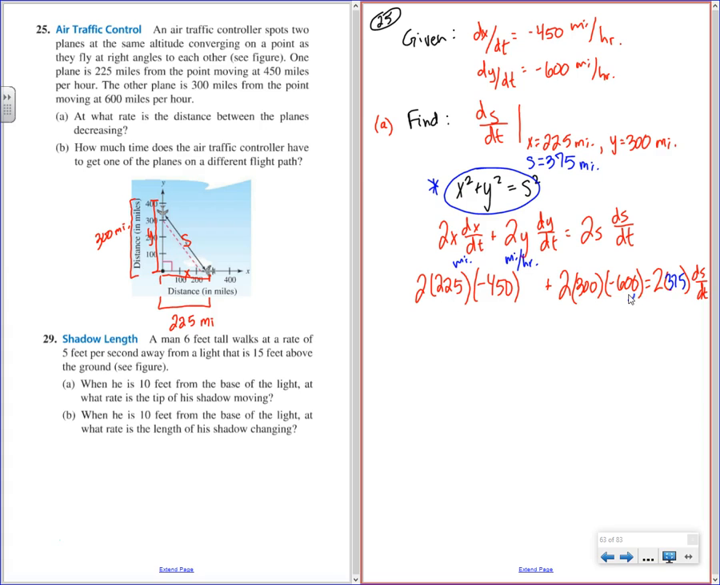Solve, solve, solve. Someone help me. After all this work, what'd you get ds/dt to be? Negative 718. Uh-oh. I got 750. I got 750 and 318. Who's right? I think it's 750. I'm pretty sure it is. I put the left side in my calculator and then I divided by the right side times 375.